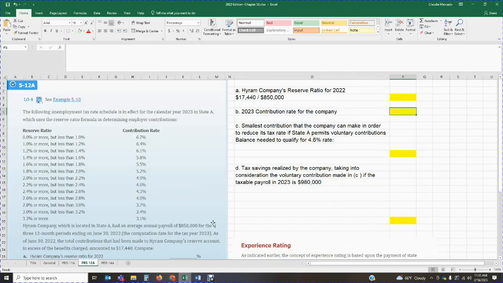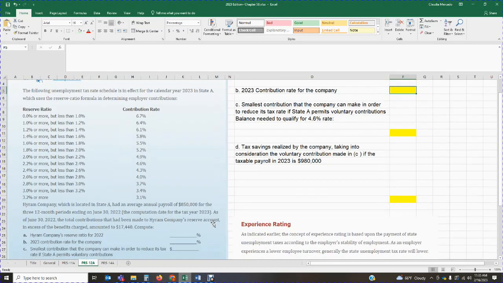Okay, so let's jump over to problem 512A. Now do not get overwhelmed. There's a lot of information included here, and we're going to take it piece by piece. It says the following unemployment tax rate schedule is in effect for the calendar year 2023 in state A, which uses the reserve ratio formula in determining the employer contributions. We've got the reserve ratio and the contribution rates.